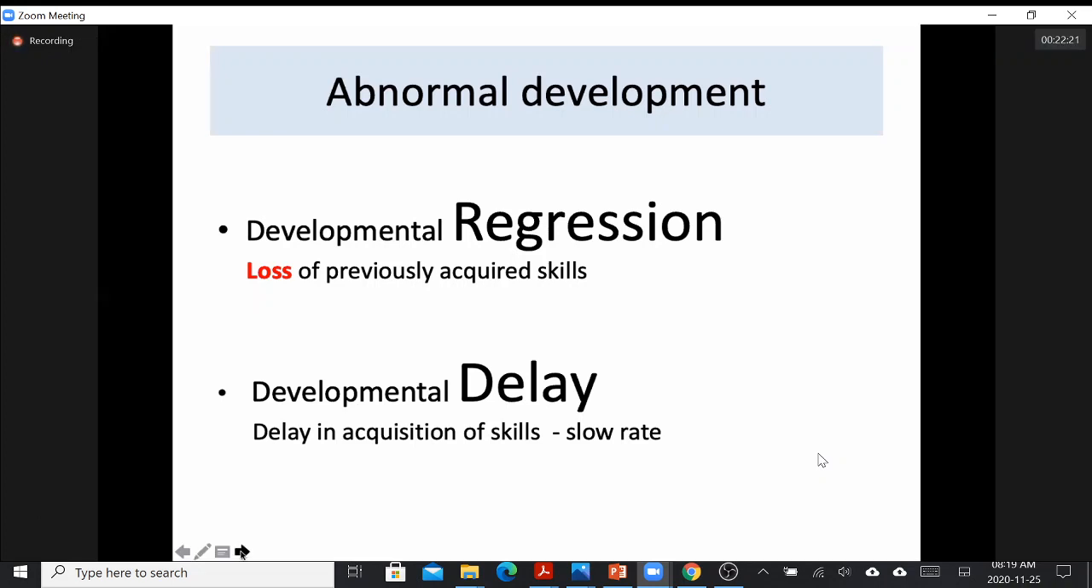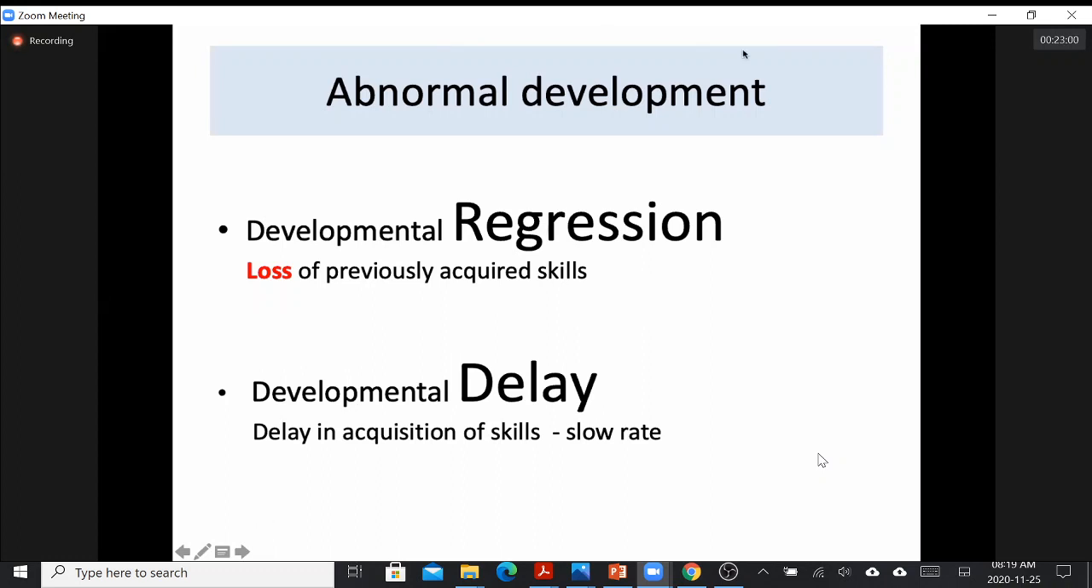Now he is unable to even lift the head. He is unable to reach out. He is not saying any words or any sound at all. So there is a loss of the acquired skills. So you must be able to identify these two patterns. In both instances, the development is abnormal. If there is loss of skills, we say there is developmental regression. If there is delay in acquiring the skills, we say that there is developmental delay.